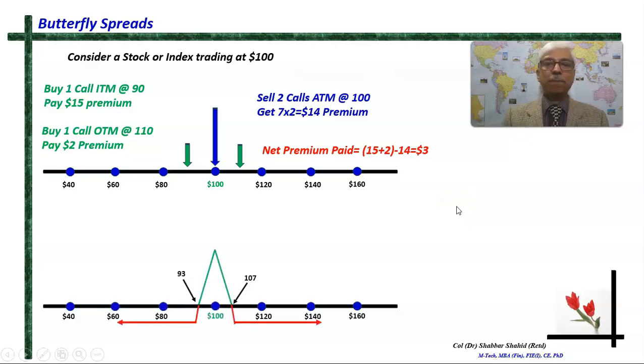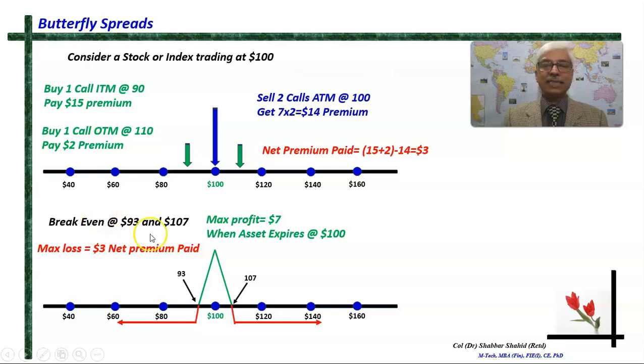So now this is the payoff diagram which results from this trade. All right. What is it? The break even is at 93 and 107. The moment you go below 93 or you go above 107, you start incurring losses. Your maximum loss will be restricted to the $3 premium that you have paid. But as long as you remain within this 93 and 107, you will be in profit. Your maximum profit will be 7 when the asset expires exactly in the center at 100.